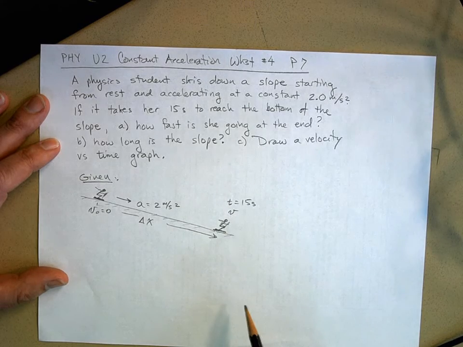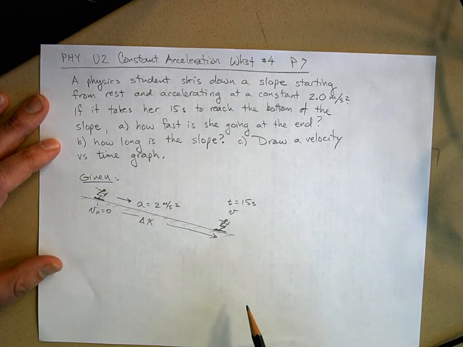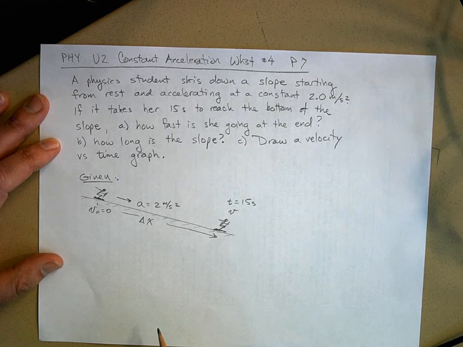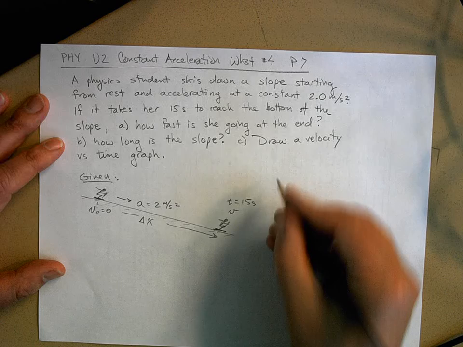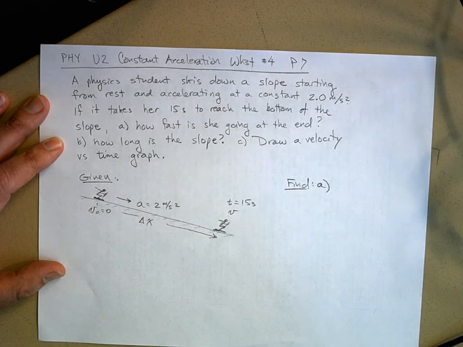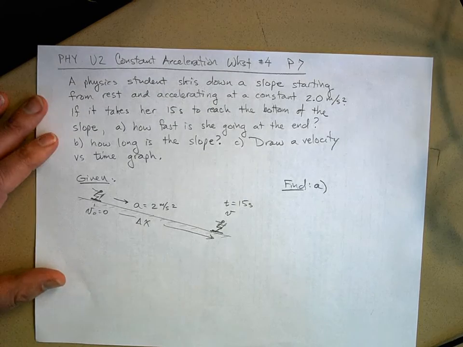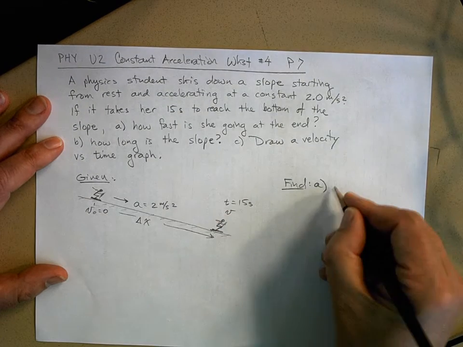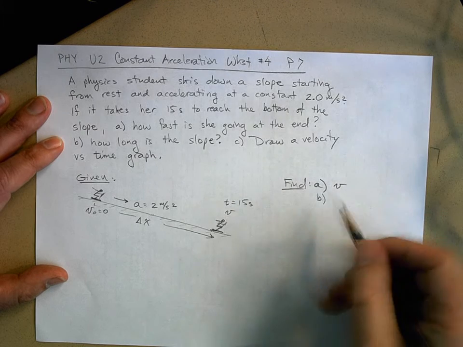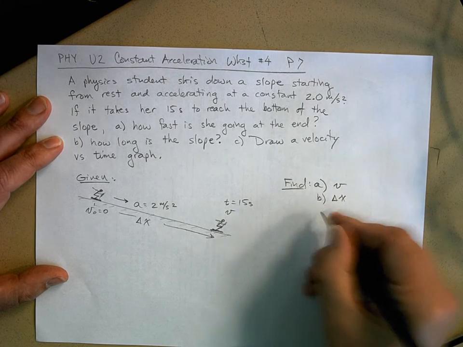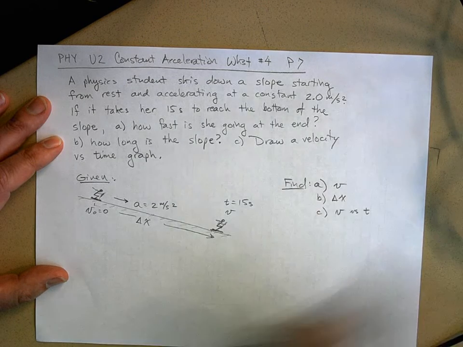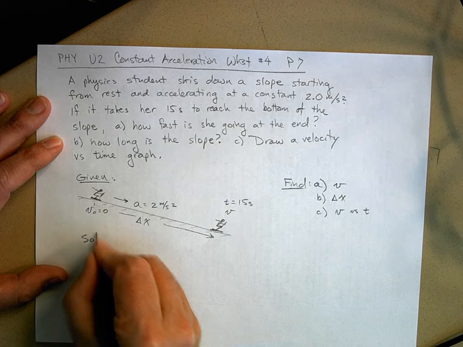So I like to draw a sketch of the problem and put what's given around that sketch. And then what are we trying to find? Well, for part A, it says how fast is she going? I want the final velocity. And then for part B, I want delta x. And then part C, I want velocity versus time. So let's solve.